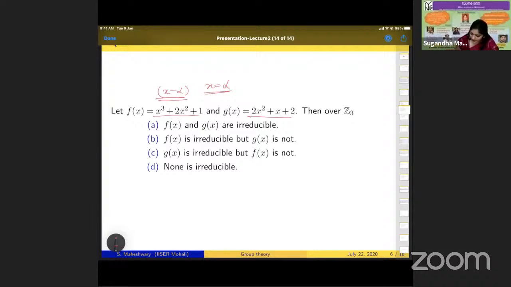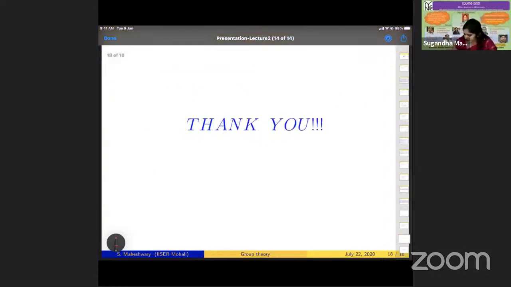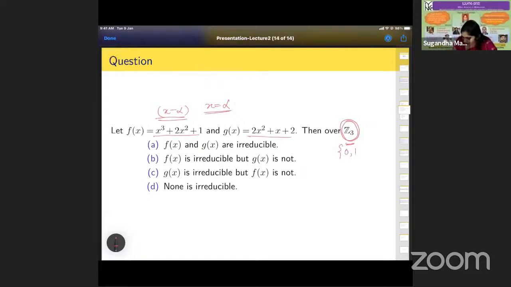Okay. So now if you look at f of x and you have to check over Z3, okay, your scalars are simply 0, 1, and 2, and you just need to check if any of them is a root of the given polynomial. So you can very well check f of 0 is simply 1. f of 1 is 1. f of 2, if I look at, this is 2 cube plus 2 times 2 square plus 1. So this is 8 plus 8, so this is not, this is reducible. Okay. And how about this one? What I'm doing is I'm just checking for the possible roots that I can have, and I'm working this modulo 3. Okay.